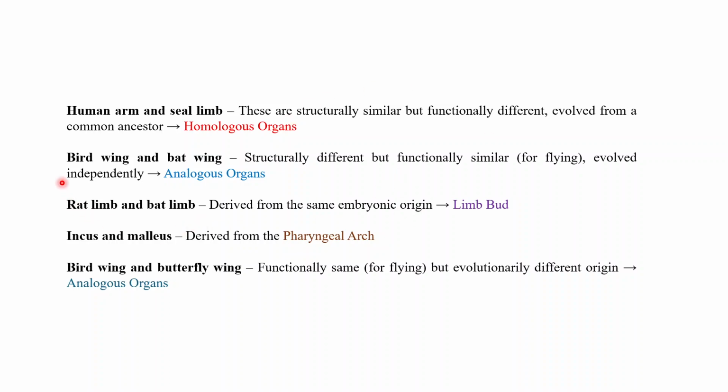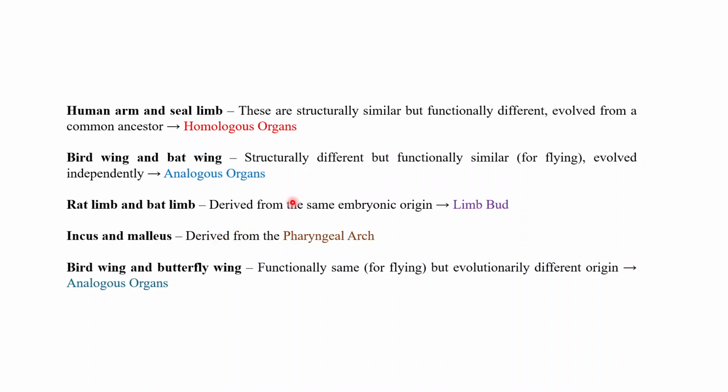For example, bird wing and bat wing. If you compare the structure of a bird wing and a bat wing, they are not the same. It is different, okay? But they have evolved to perform the same function, that is, to fly. They have evolved differently, but in such a way that now they perform the same function of flying.